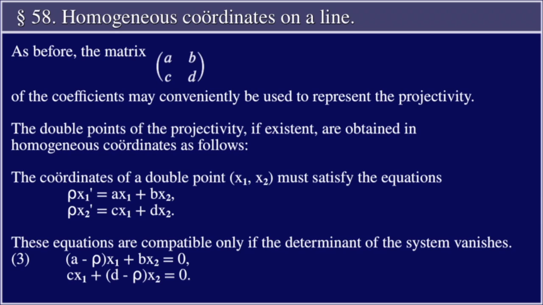The coordinates of a double point x1, x2 must satisfy the equations rho x1 equal to a x1 plus b x2 and rho x2 equal to c x1 plus d x2. These equations are compatible only if the determinant of the system vanishes. Equation 3: the quantity (a minus rho) times x1 plus b times x2 is equal to 0, and c x1 plus the quantity (d minus rho) times x2 is equal to 0.